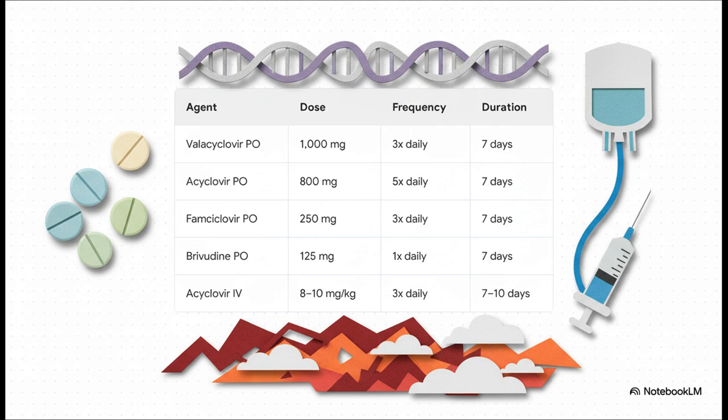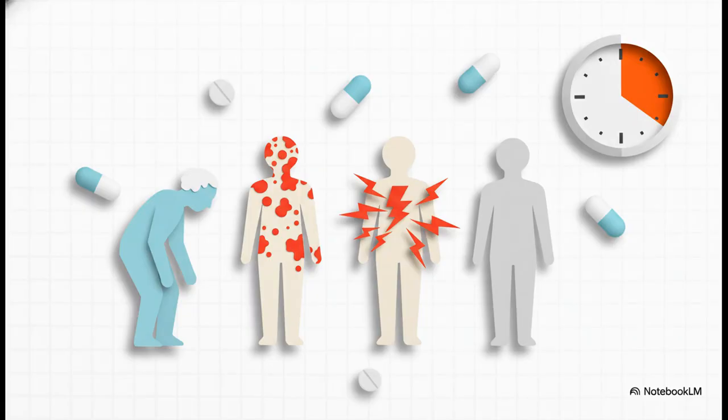For the really serious cases, you're looking at IV acyclovir, dosed at 8 to 10 milligrams per kilogram, 3 times daily for a week, or even up to 10 days. So for whom is this kind of therapy an absolute must? Well, the guidelines are pretty forceful here. There's a strong recommendation for all patients 50 and older, and anyone with zoster of the head and neck.